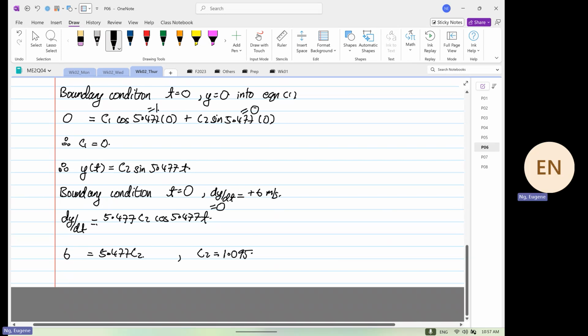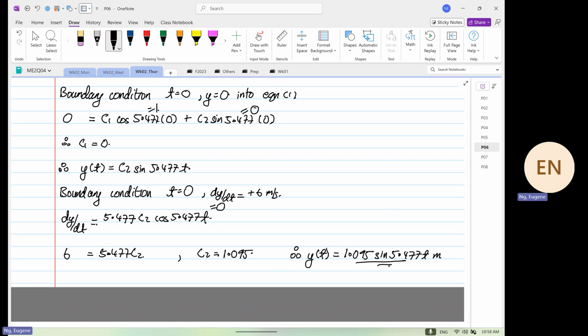Okay. So therefore, the answer, y as a function of time, is equal to 1.095 sine 5.477 t, and this is in meters. Okay. Now, this is the fun part.